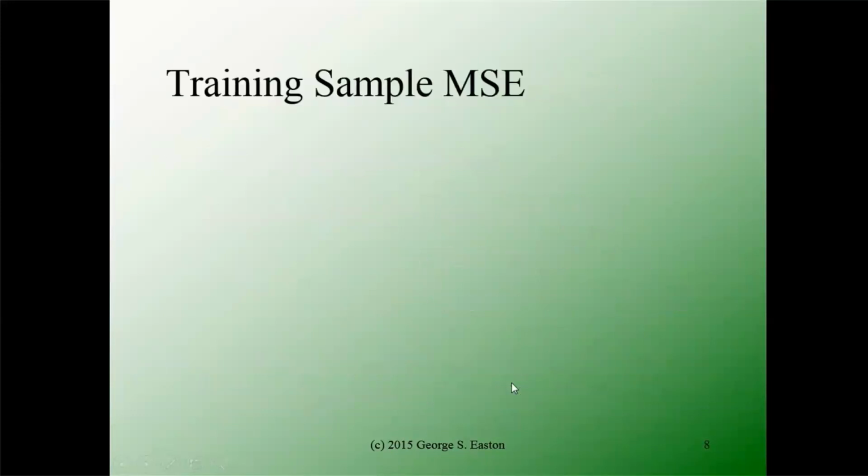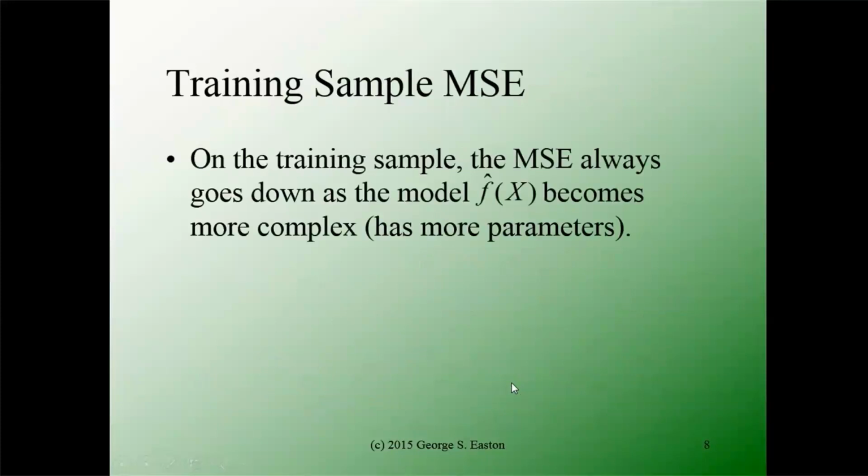Now, on the training sample, the mean square error always goes down as the model f hat of x becomes more complex or has more parameters.